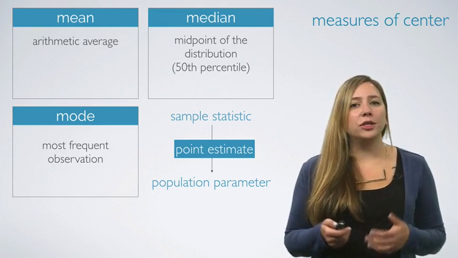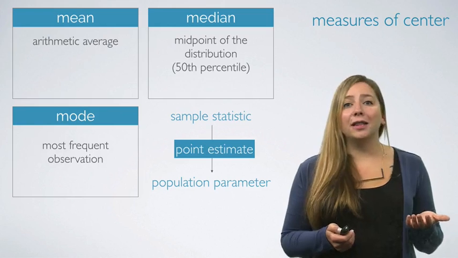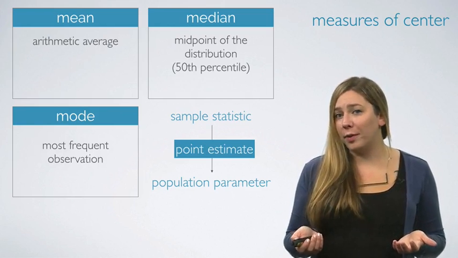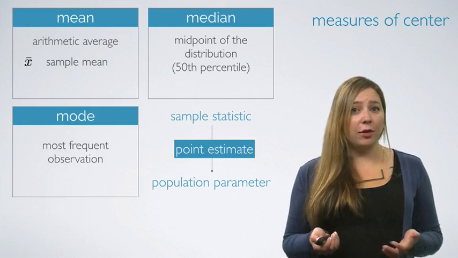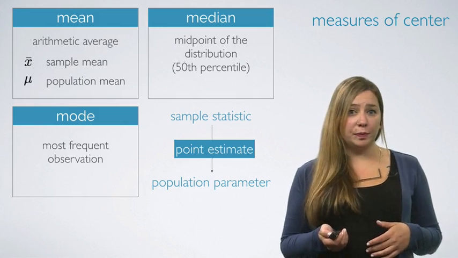We usually use letters from the Latin alphabet when denoting sample statistics and letters from the Greek alphabet when denoting population parameters. For example, the sample mean is x bar and the population mean is mu.